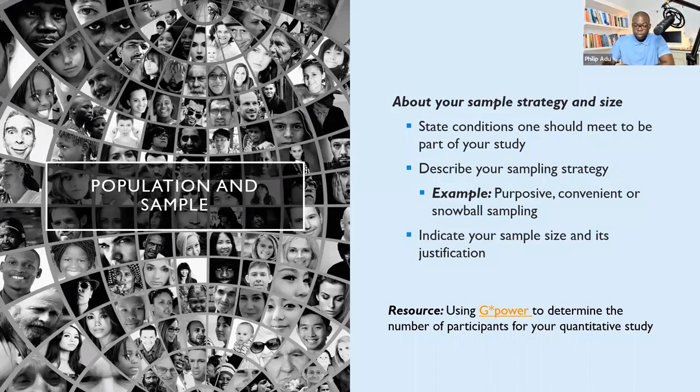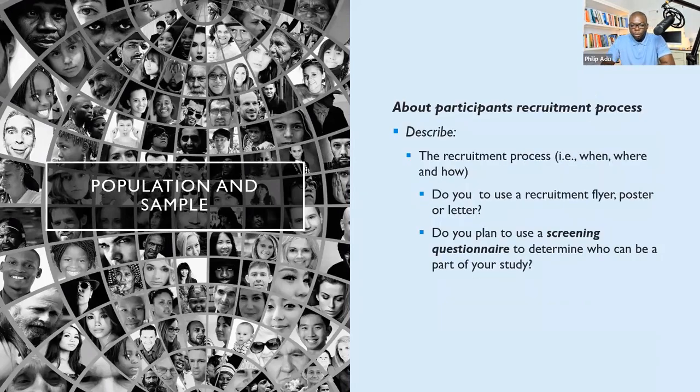So there are many ways to help you to determine the number of participants for your study when you're doing a qualitative study. When you know the number of participants, the next thing that you have to describe is, how do you plan to recruit participants? So you have to think about, when do you want to recruit participants? Where do you want to recruit participants? And how do you want to recruit participants? In terms of where, you can think about, are you doing it online? Do you want to email people? Do you have a list of emails that you can send the flyer to? Do you have to send a poster somewhere? So you have to think about all these things.